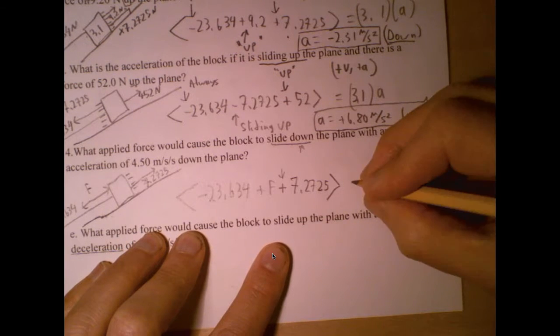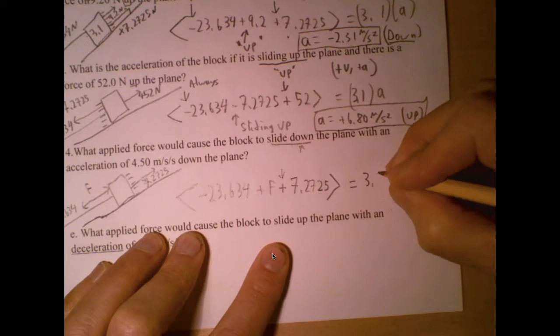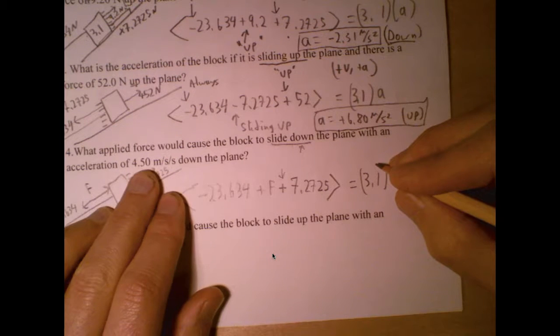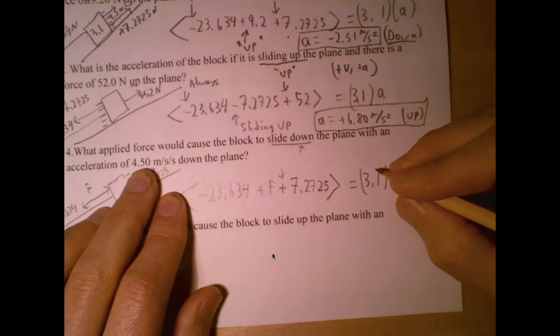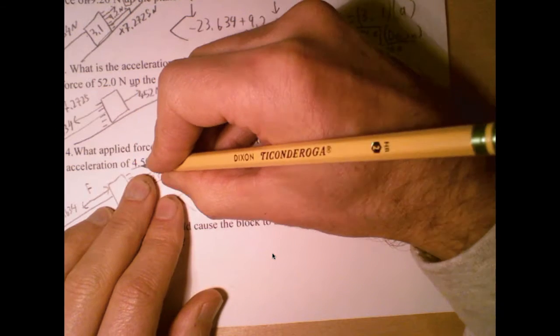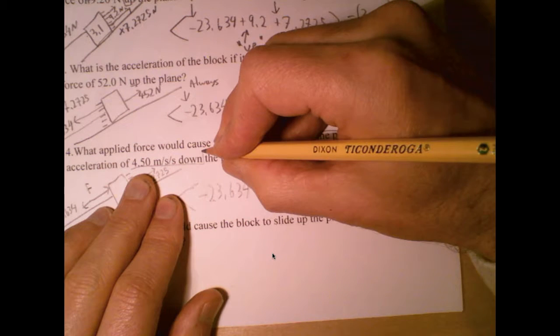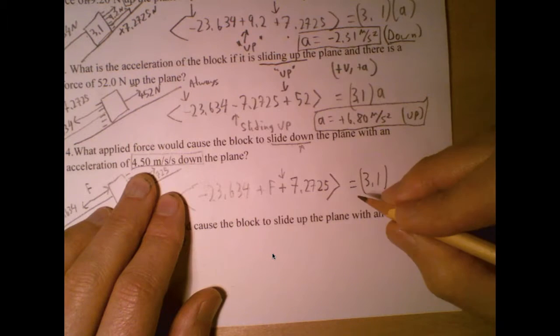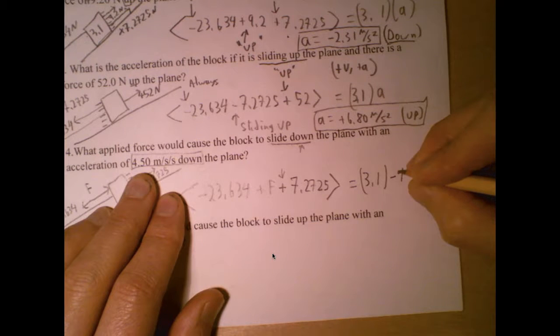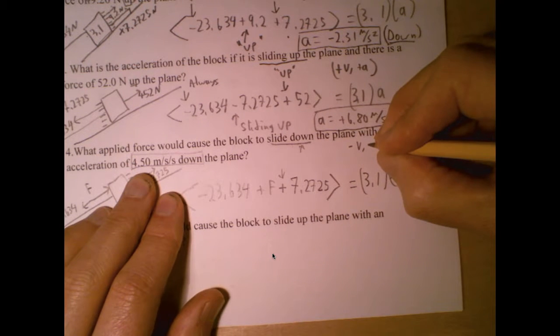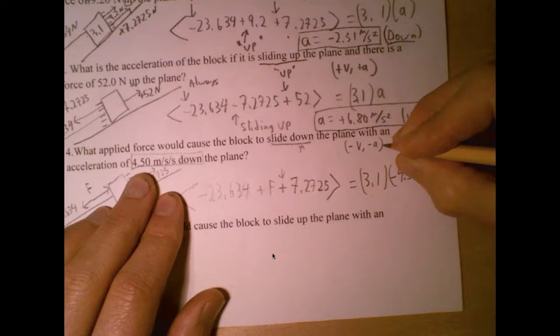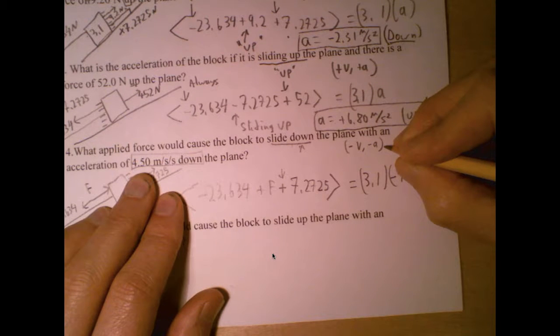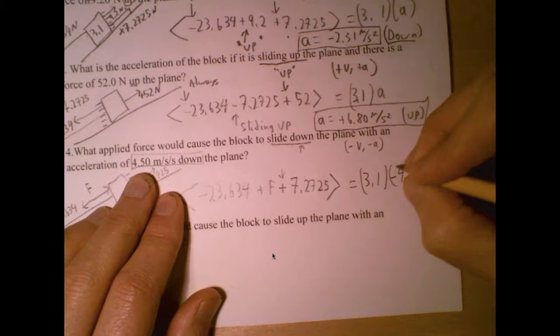Now let's see. That equals 3.1, which is our mass, right? And now we got to decide whether that acceleration is positive or negative. This one's straightforward. Okay, since it says down the plane, right, we're going to make it negative. So it's going down the plane. It's got a negative velocity and a negative acceleration. That is, it's going faster and faster down the plane. Okay, so now we can solve that.